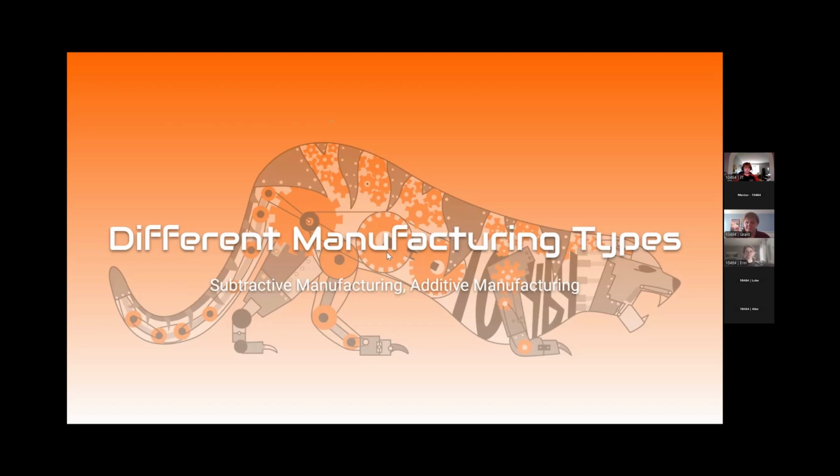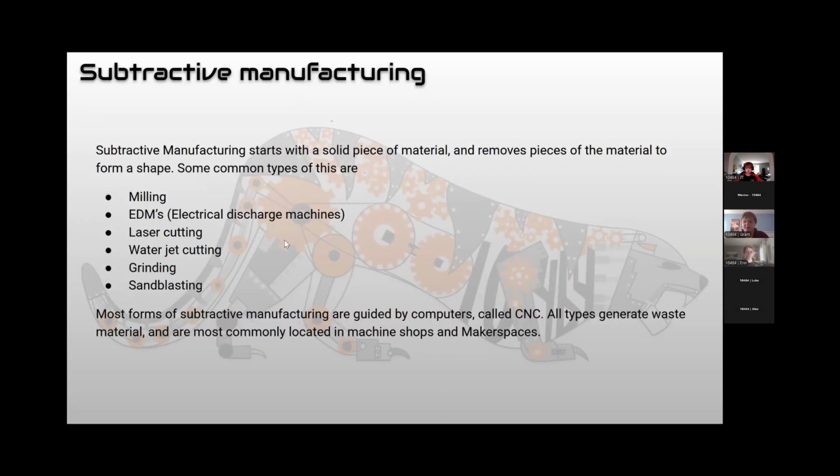There's two main types, and then there's a bunch of subcategories in there. But there's subtractive manufacturing and additive manufacturing. And first, we're going to go over subtractive manufacturing, which is the type that starts with a solid piece of material and then chips away. This piece of material could be a giant plate, could be a block of material, could be whatever.